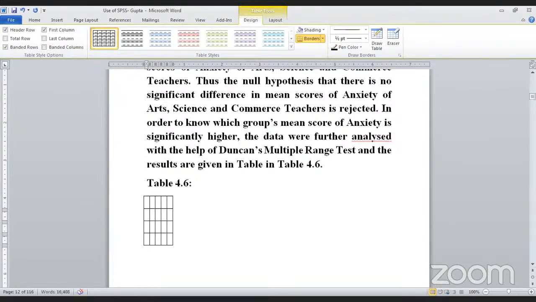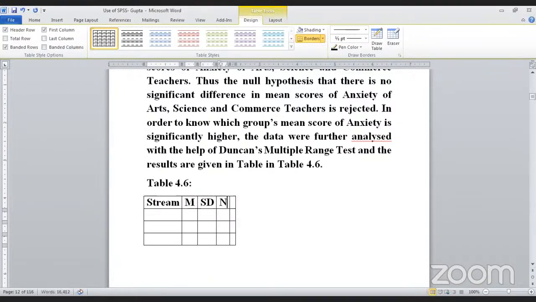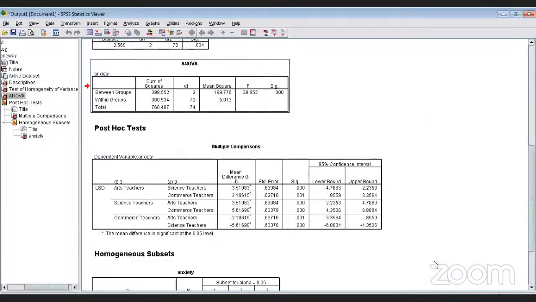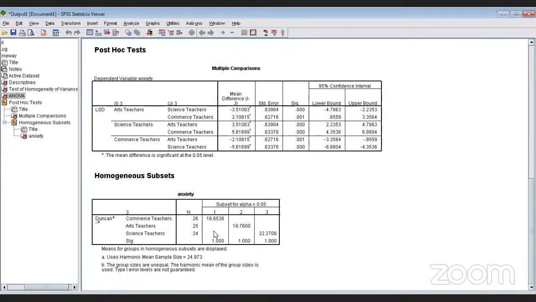Now here is a stream: art, science, and commerce. Then I will have the mean, then I will have my SD, I will have my N. So let us go to my output. So this is the Duncan's. So let me copy, because I will be using it.